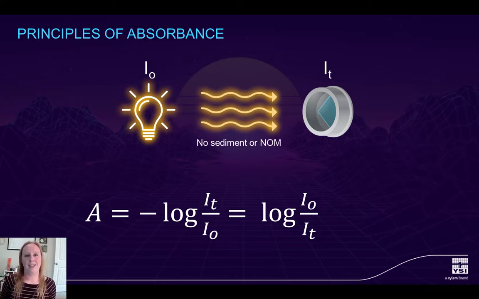So as a really quick example, we see that there's no sediment or natural organic matter or really anything else that's absorbing light in the sample path here. So therefore, the incident light intensity is equal to the transmitted light intensity, which gives us an equation of absorbance equals inverse log of 1, which is equal to 0. So this means that there was 0 absorbance of light by anything else in the sample path.